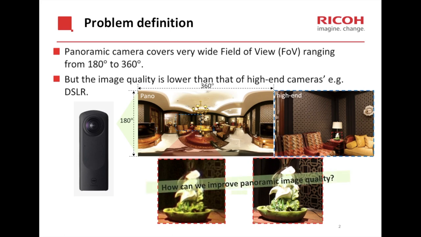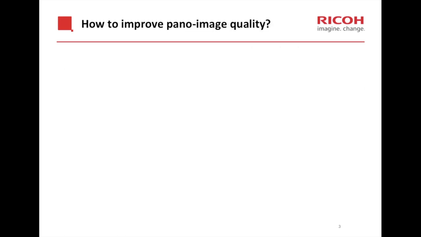So how can we improve the image quality of the fisheye camera? Can we improve it to the high-end camera level? How about using the state-of-the-art deep learning-based super-resolution methods directly?